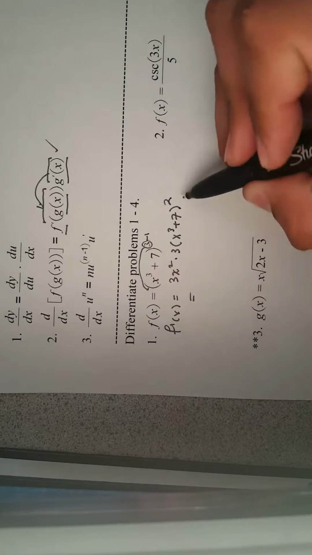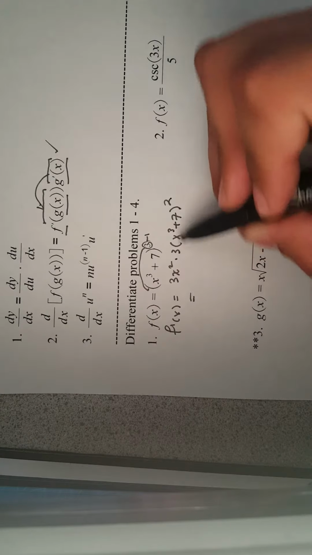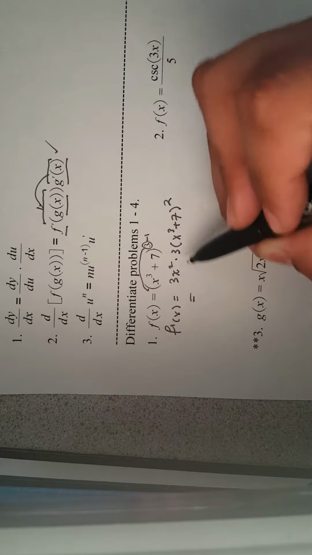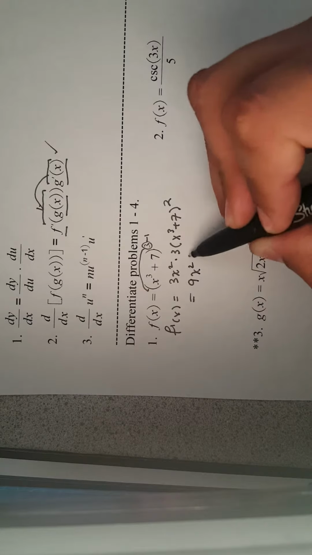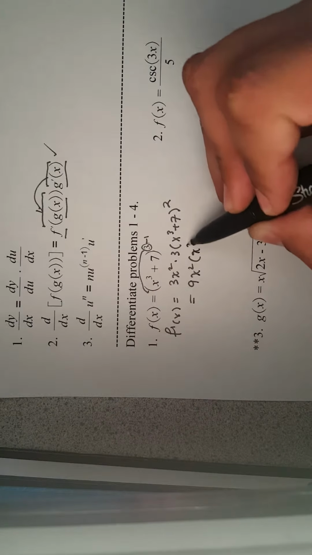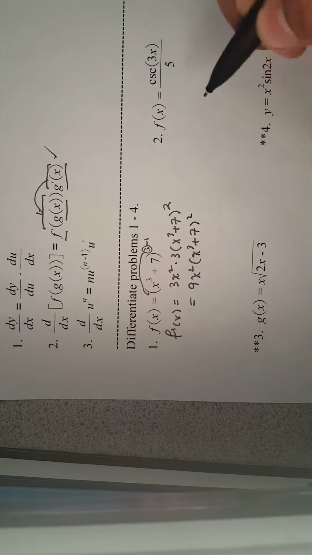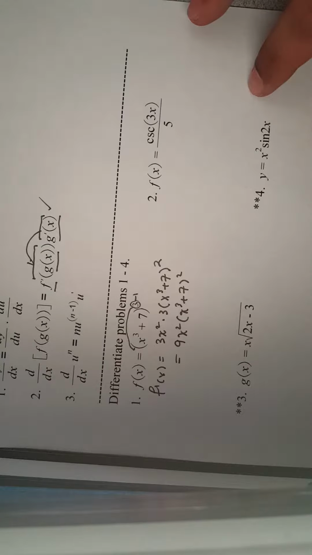So technically that's a derivative, so we can simplify it just a little bit more. 3 times 3 is 9, x squared, times x cubed plus 7 squared. So that's the answer for that one right there.